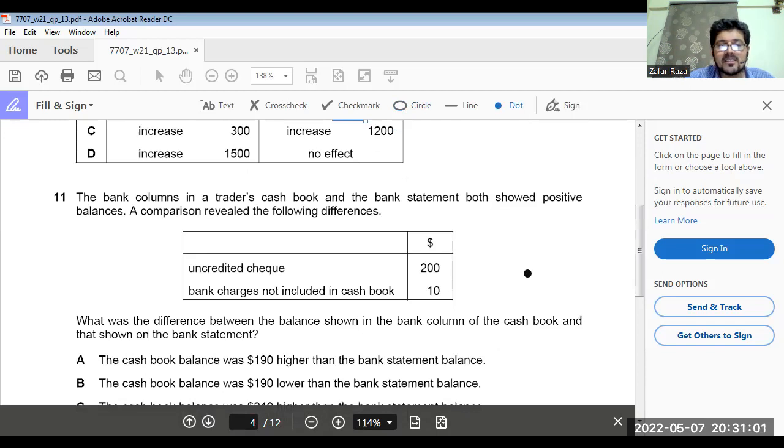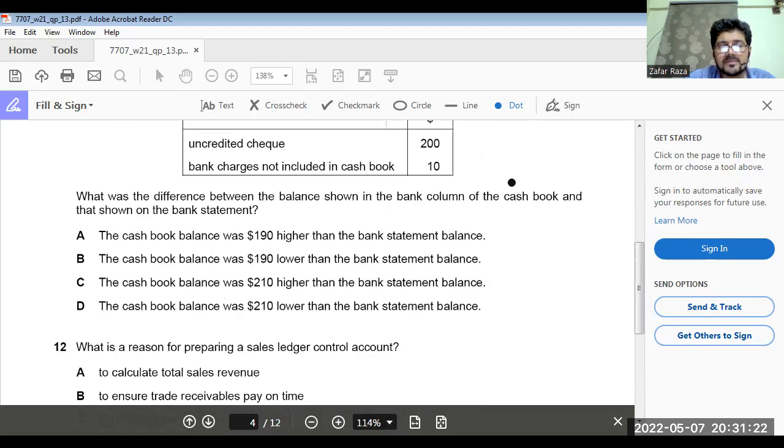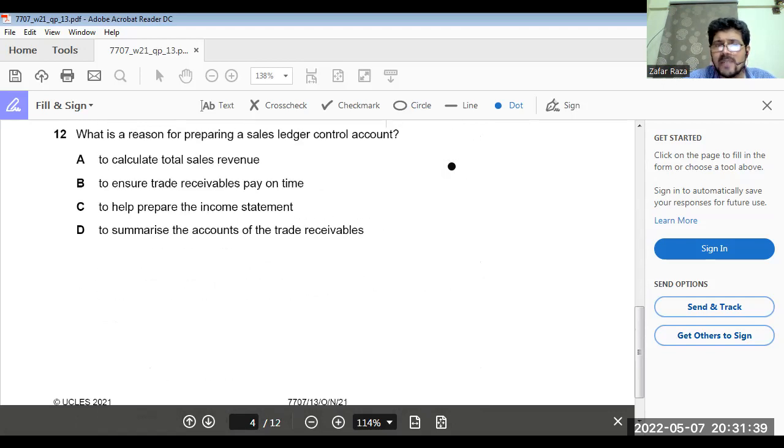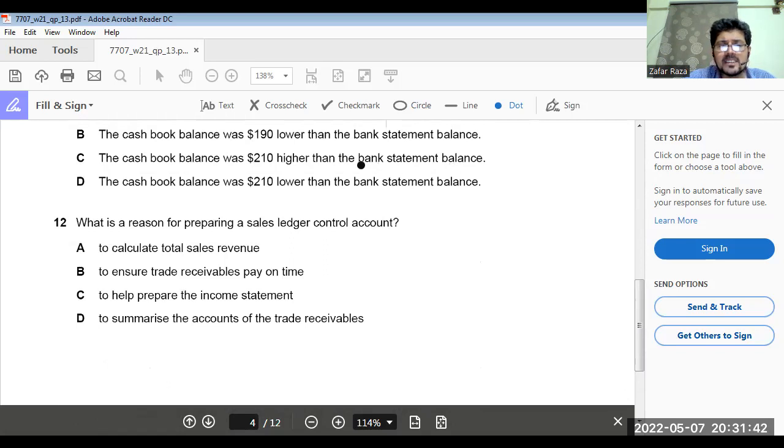Okay. Now, the bank column in a trader's cash book and the bank statement both showed positive balances. Positive means the bank cash book is showing a debit balance and the bank statement is showing a credit balance. Now, uncredited checks $200, bank charges $10 not included in the cash book. Now, see. An uncredited check is recorded in the cash book, not recorded in the bank statement. $10 deducted from the bank statement but not recorded in the cash book. It means the cash book is $210 higher than the amount of the bank statement. Getting my point clear? So C option should be the answer.